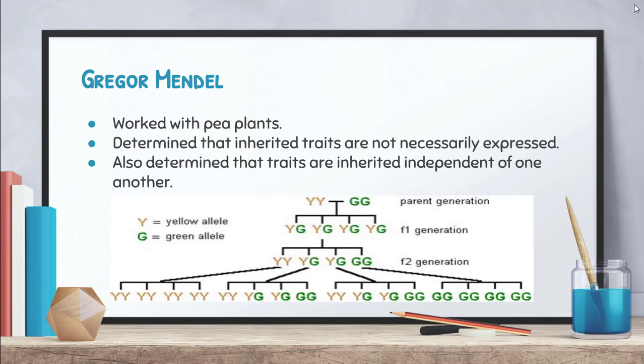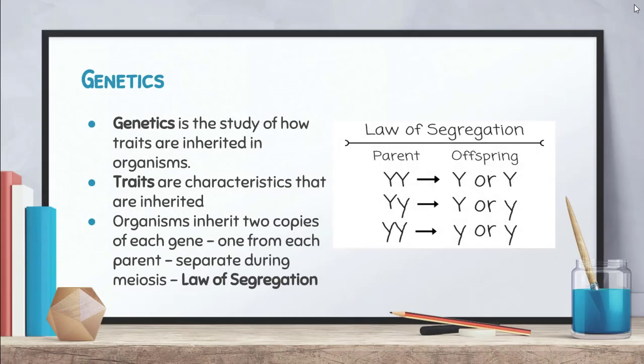So this gave him quite a few different ideas about some of the stuff that we're going to talk about a little bit later on. But keep in mind that Gregor Mendel worked very closely with pea plants, and that helped him determine a couple of the key points that we're going to focus on in the next couple slides. So what we learned here primarily is that genetics is the study of how traits are inherited in organisms, and different traits are inherited in different ways. You've probably heard of the ability to roll your tongue as an inherited trait.